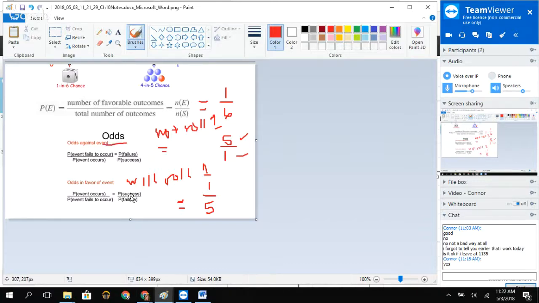So you hear odds when people are talking about betting. A lot of times you'll hear people refer to odds versus probability. And so that's kind of the difference between the two.